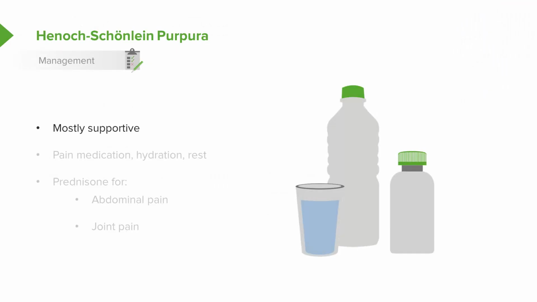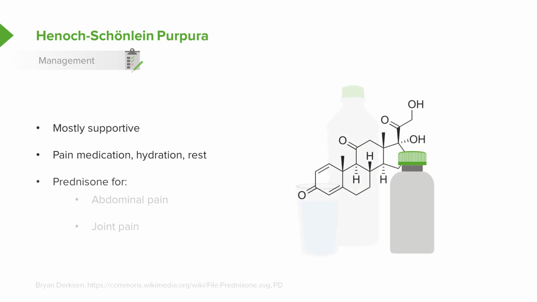Care for HSP is mostly supportive. We're going to give pain medication, hydration, and rest, and most of these patients will get better. Steroids are somewhat controversial. However, it has been shown that steroid therapy will help with both abdominal pain, that is not intussusception, and joint pain. So abdominal pain and joint pain that is severe is usually treated with steroids.